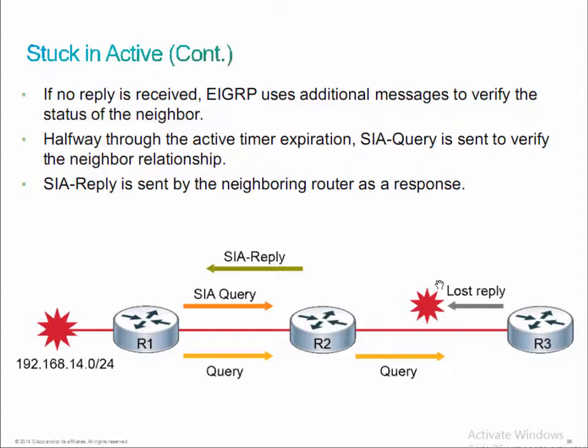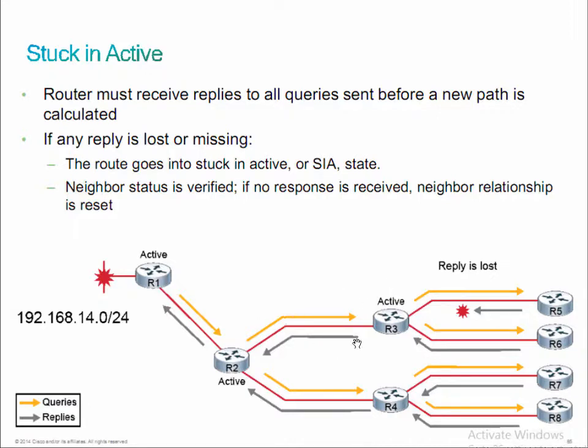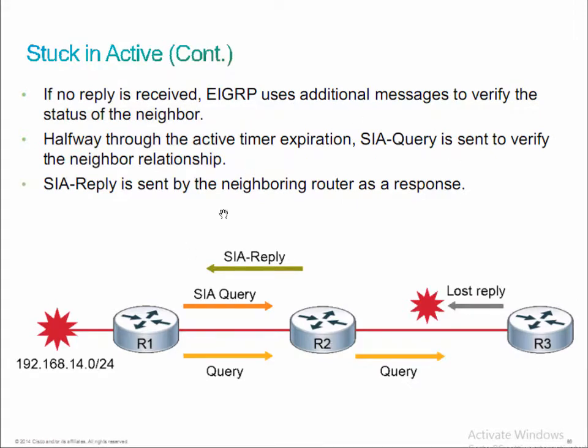Now, there's really no reason that R2 should ever delete its relationship with R3 because there's no problem between R2 and R3. And that's why when they redesigned the protocol, or enhanced the protocol, if you will, they added this stuck in active query and stuck in active reply process to further isolate the issues and figure out where those issues reside. Does that make sense? So now only the relationship between R2 and R3 is going to be affected and not the relationship between R1 and R2. All right? All right.